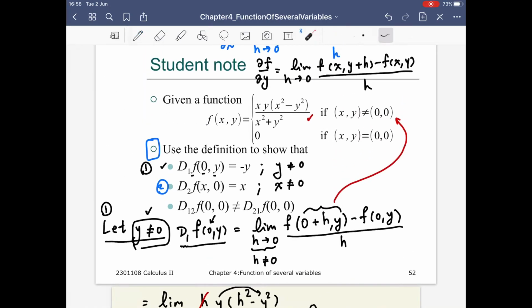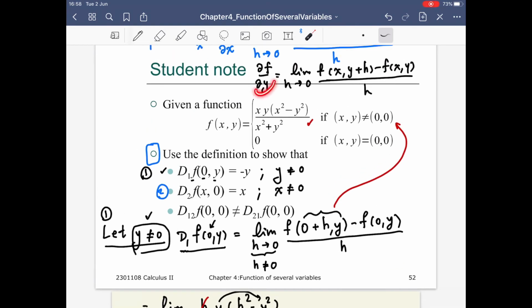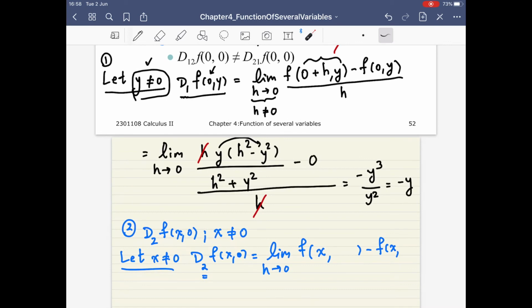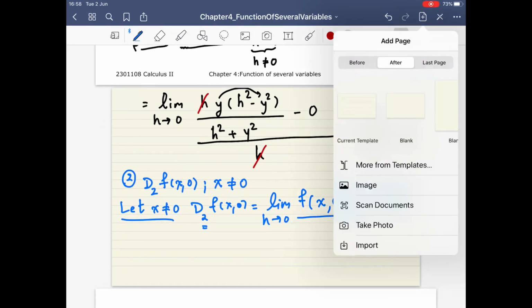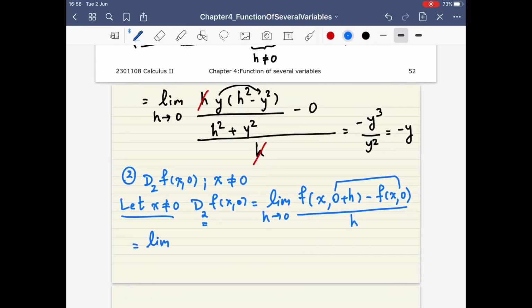If you look at the definition, a derivative with respect to y is f at (x, y plus h). But right now, your y, the point under consideration, is 0. So you have a 0 plus h. And this one is 0. See? This is the difference in y over h.